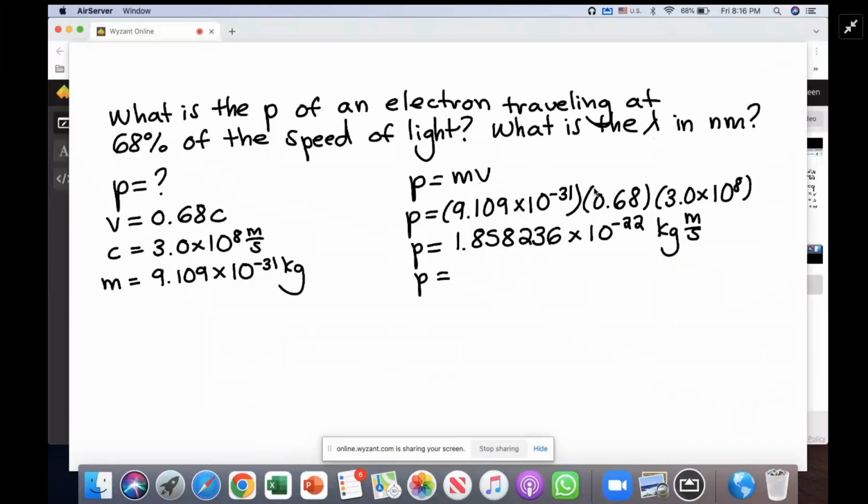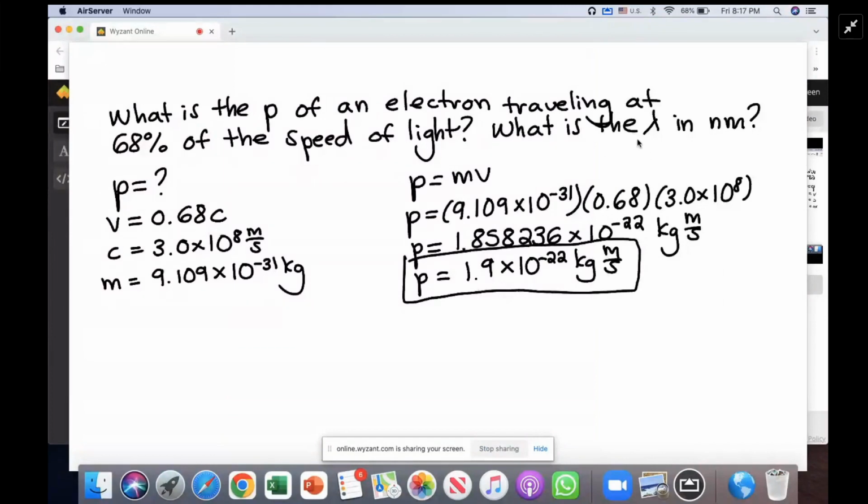And we're doing multiplication. So for multiplication, we take the fewest number of sig figs. This here has 4, 2, and 2. So my answer would round to 2 sig figs. So I'm going to go ahead and just write that 1.9 times 10 to the minus 22 kilograms meters per second. That is the answer to the first question. So let's go ahead and solve the next question. And that is, what is the wavelength in nanometers?